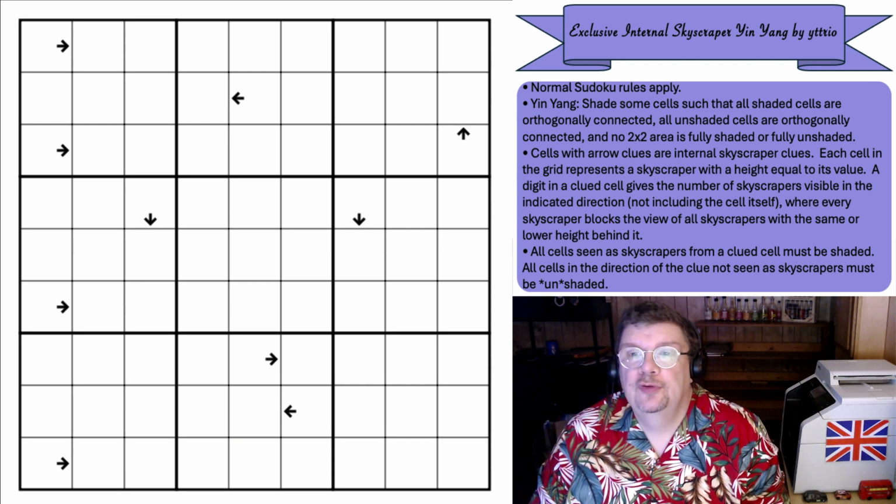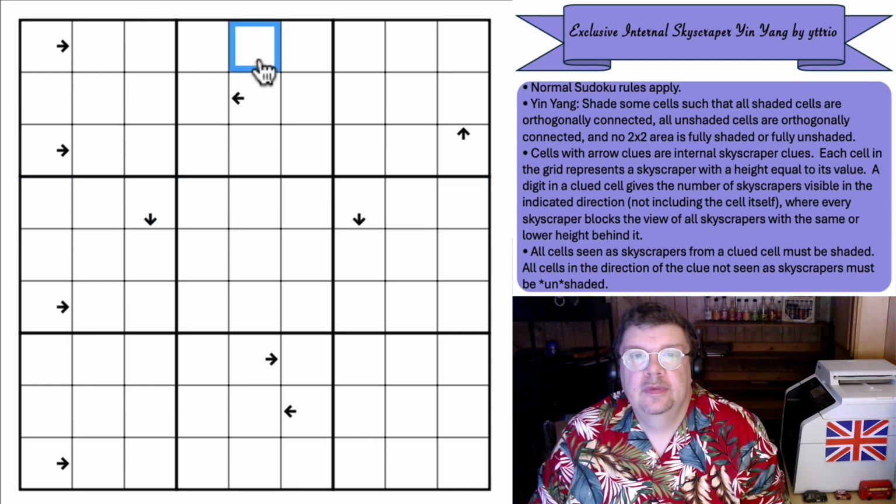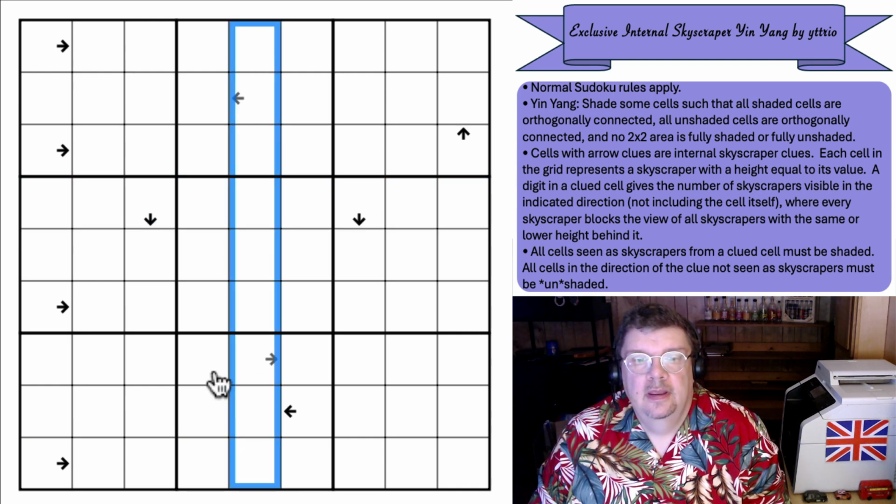Let's have a look at the rules. Normal Sudoku rules apply. So we're going to place the digits 1 to 9 once each in every row, every column, and every box.